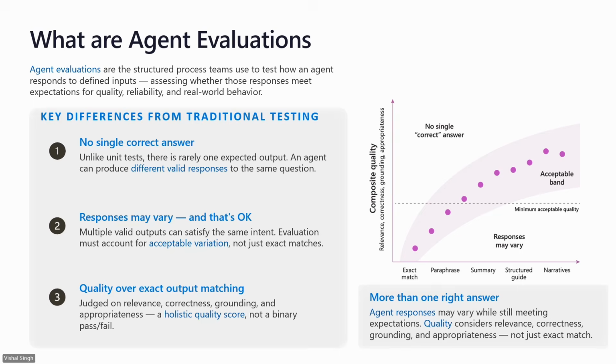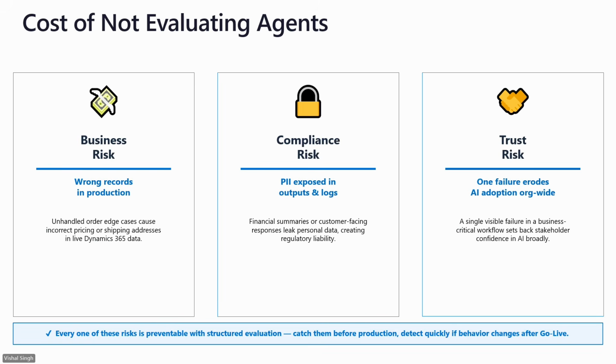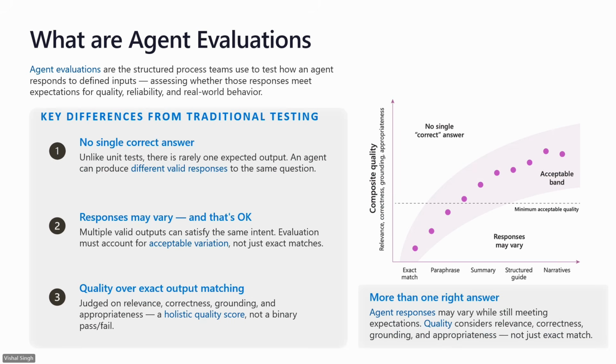And then last but not the least, we can have more than one right answer. Two different valid responses can both be correct. Our job in evaluation is to define the boundary of what's acceptable, not to chase a single expected output. So evaluation isn't a replacement for testing, it's a different discipline entirely, built for systems that reason rather than systems that execute. And the reason we need to get this right, or the cost of not doing so, is exactly what we'll look at next.